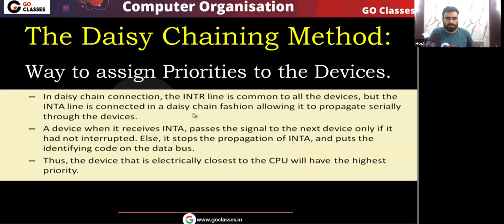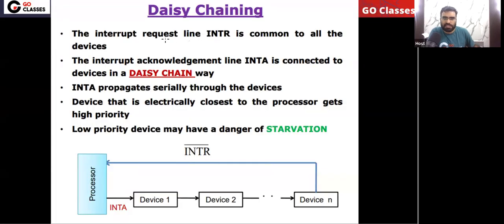Let's move on now. We have seen this daisy chaining arrangement. Remember, the interrupt request line is common to all the IO devices, because the processor has a single interrupt request line and a single interrupt acknowledgement line. From the processor's point of view, remember, a single request and a single acknowledgement line. This is the daisy chaining arrangement. If the device is closer to the CPU, then it has higher priority.